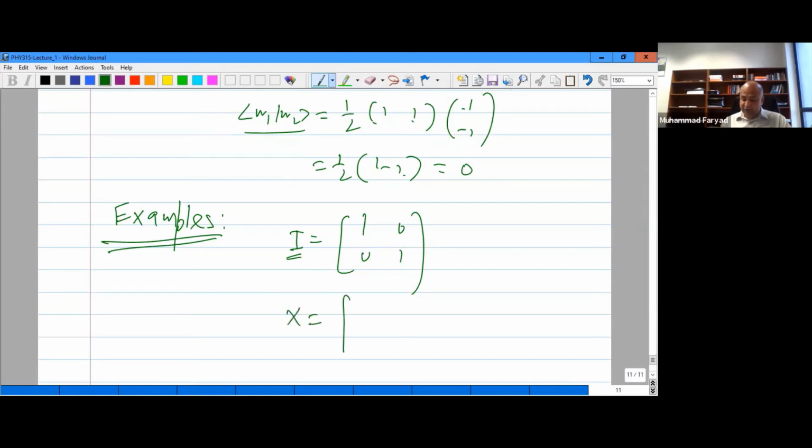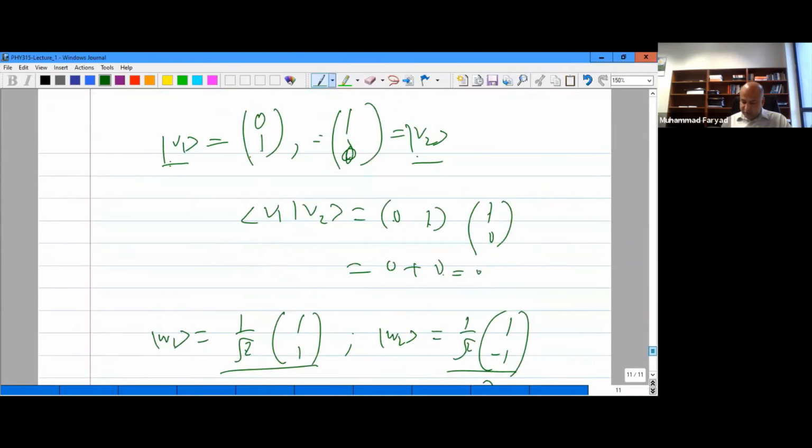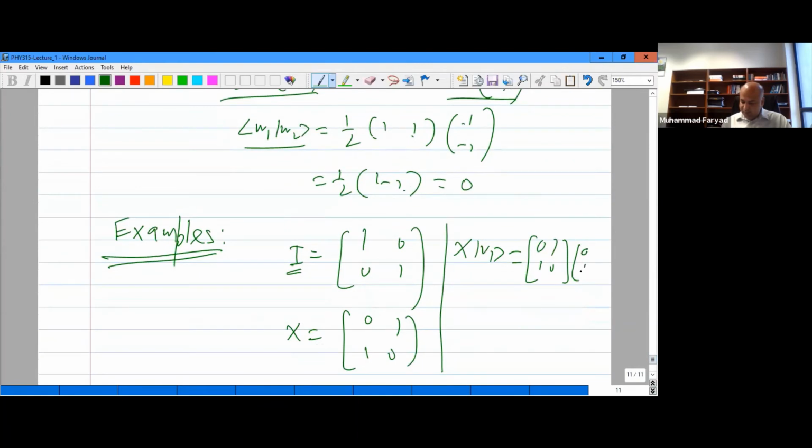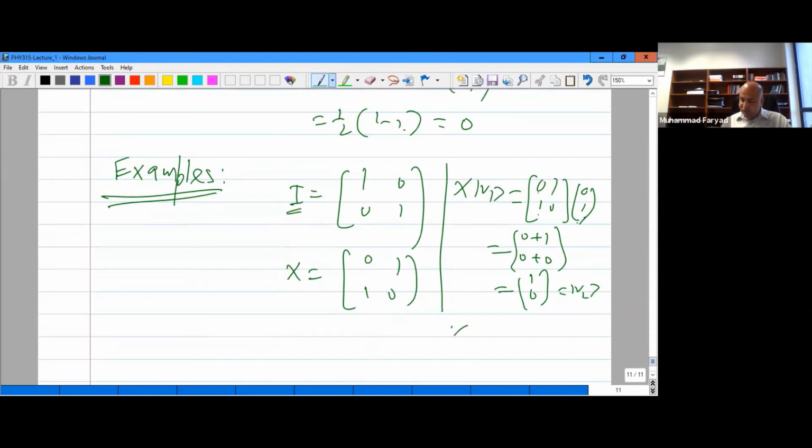another operator. For example, I can have this operator X, 0 1 1 0, and let's see what it does to the basis vector. If I apply this X to v1, 0 1 1 0, v1 was defined as 0 1. So this becomes 0 into 0, 0, 1 into 1, 1, 1 into 0, 0, 0 into 1, 0, and this is 1 0. And this is the other basis vector, v2. And you can check that if you apply X to v2, you get v1. So this operator X changes basis vector v1 to v2 and changes basis vector v2 to v1.